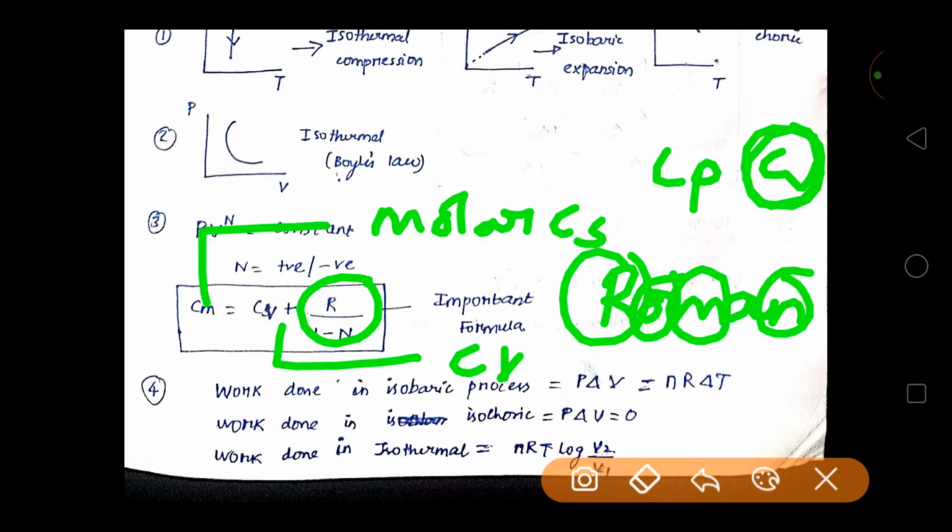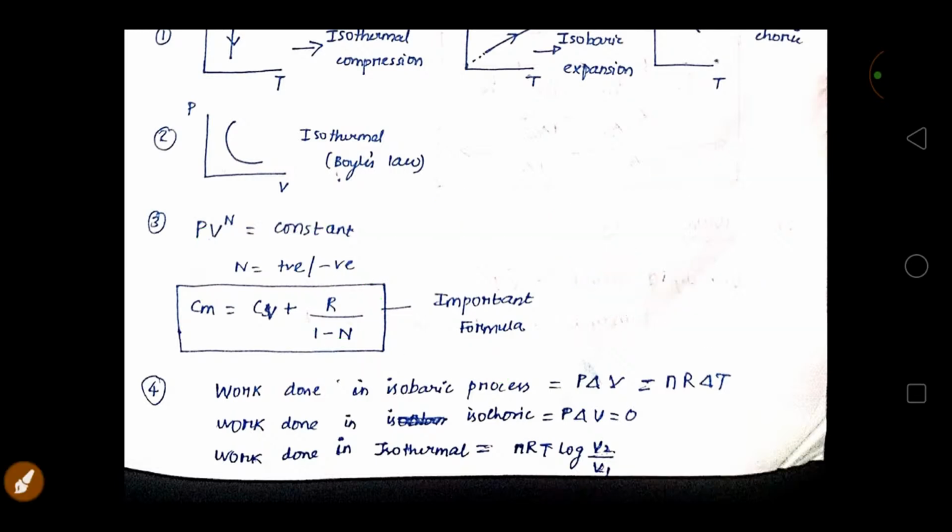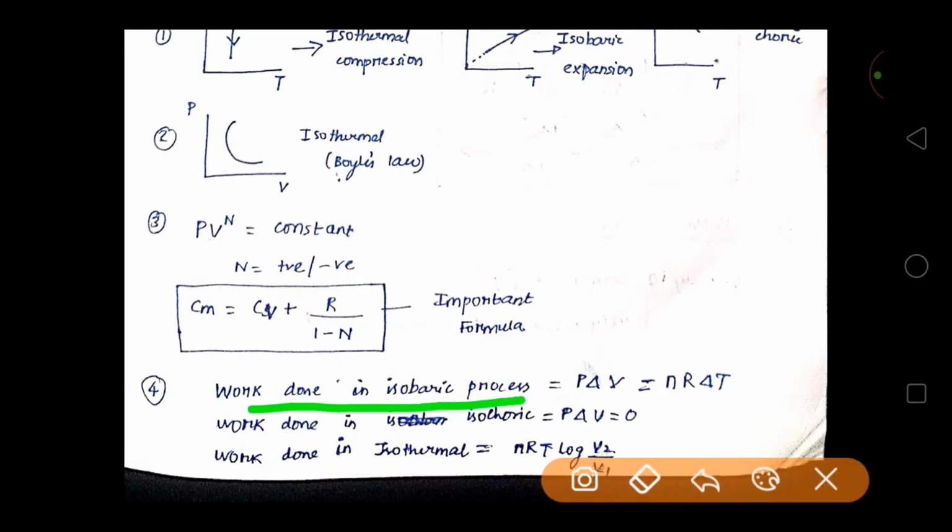R by 1 minus n. So remember, Cm is equal to Cv plus R by 1 minus n. It's a very, very important formula. This question is frequently asked. Now, work done is important in the isobaric process.